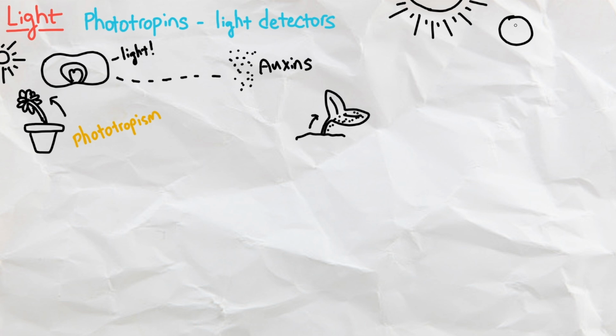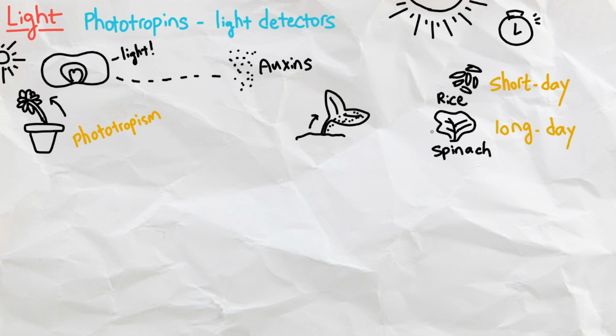On top of light intensity, some plants also rely on the duration of light to determine when they flower. For example, rice is a short-day plant, meaning that it will only flower when the day is short, while spinach is a long-day plant, meaning that it will only flower when the day is long. This process is called photoperiodism, and it also regulates a plant's circadian rhythm.